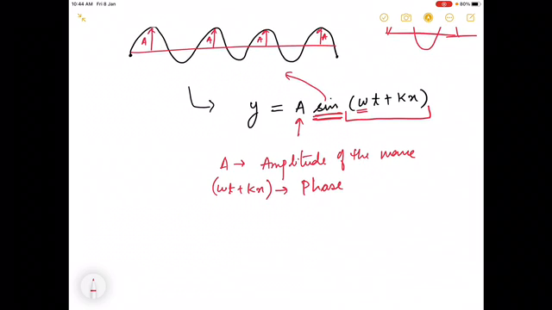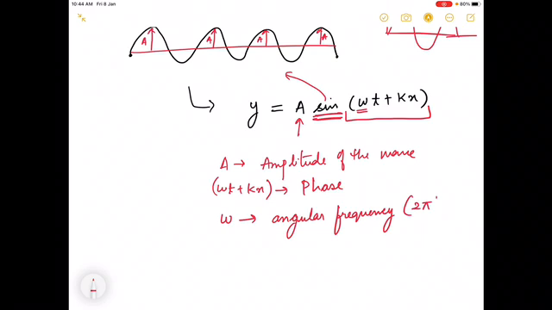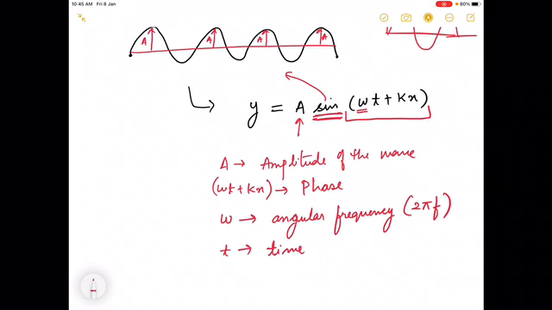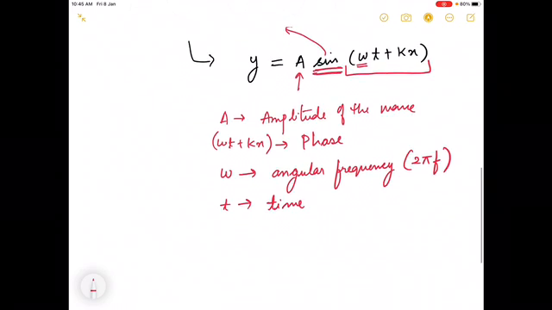Now what is omega here, inside the phase? Omega is known as your angular frequency. It's written as 2πf, where f is the frequency. I hope that is understandable. Great. What is t? t is basically time. We'll talk about this in a bit. So t is the time.